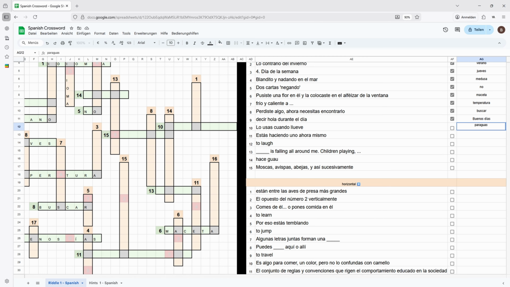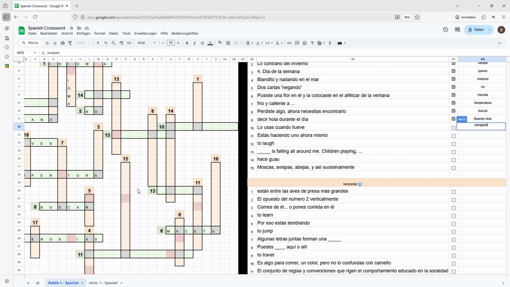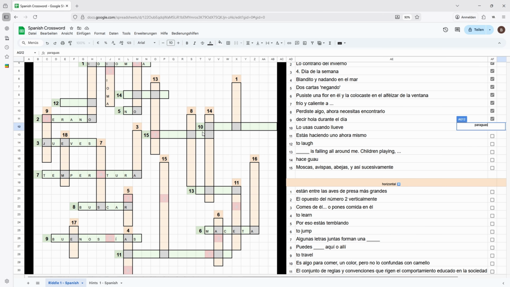I think that's the way you write it. For this one I'm always guessing because I'm never sure. Paraguas. But it should be that way. That is number 10. Paraguas. It fits, so we're keeping that.